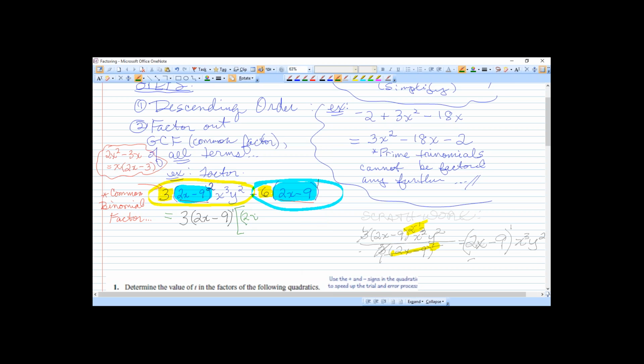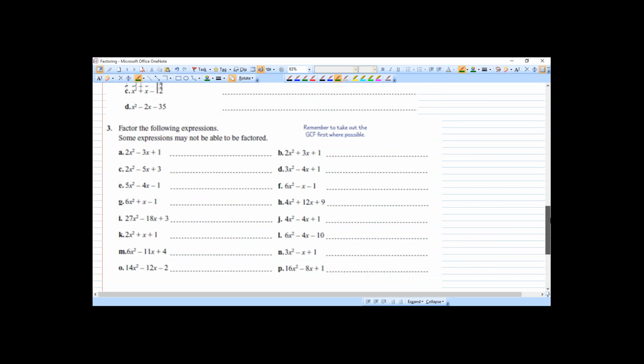So we're left with 2x minus 9 here, and then x cubed y squared. And now we have to do that same thing to the second term. So we'll have minus what? Filter out the 6 and what's left. Okay, let's go here and give ourselves some room for scratch work.